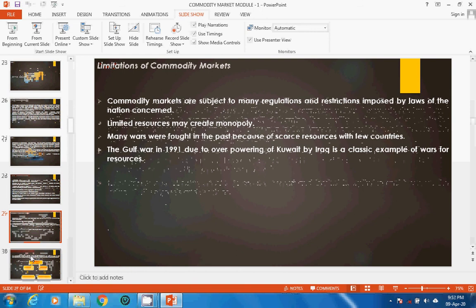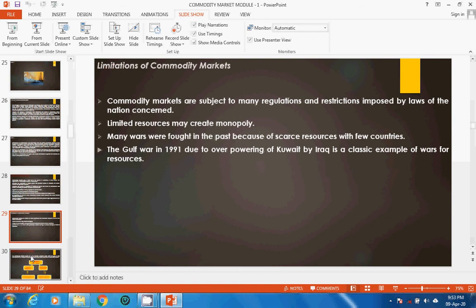Limitations of commodity markets. Commodity markets are subject to many regulations and restrictions imposed by many countries. The countries and economies have made so many restrictions and regulations for the exchange of these commodities in the commodity market. Therefore, one limitation for the growth of the commodity market is restrictions, regulations, and many different laws. Another important limitation of the commodity market is that limited resources may create monopoly. Monopoly situations will be created.